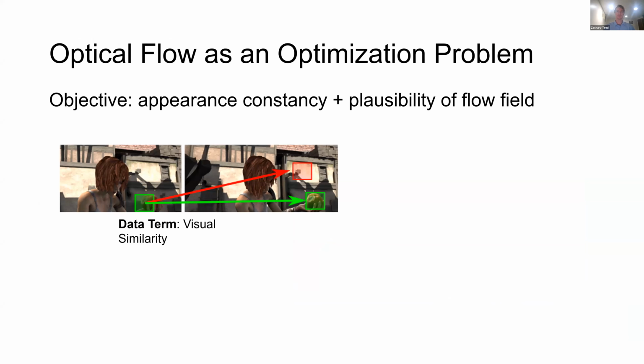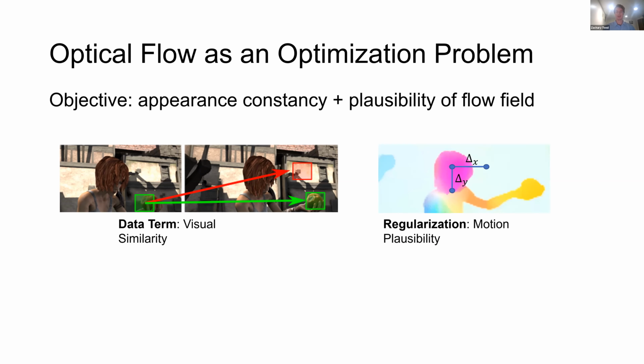Optical flow has traditionally been approached as an optimization problem. The objective balances an appearance constancy term and a regularization term. The appearance constancy term says that we want to match visually similar image patches. But this typically isn't enough information to solve for optical flow. So in order to combat some of these ambiguities, we additionally impose a regularization term, which typically comes in the form of a piecewise smooth motion prior. We know that nearby pixels should have similar motions, with the exception of when they cross a motion boundary.